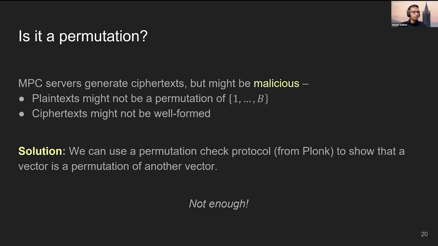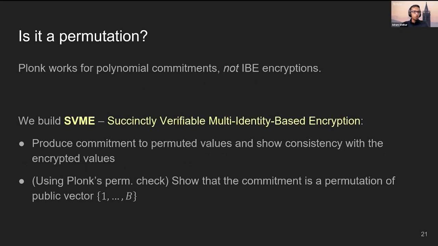However, this is not enough because Plonk works with polynomial commitments, not with IBE encryptions. And as a necessary fact, IBE encryptions are not succinct. So you need a different encryption for each card. This is not true for polynomial commitments because they're actually succinct. You can commit to an entire vector in a single commitment. However, with IBE encryptions, this is not true.